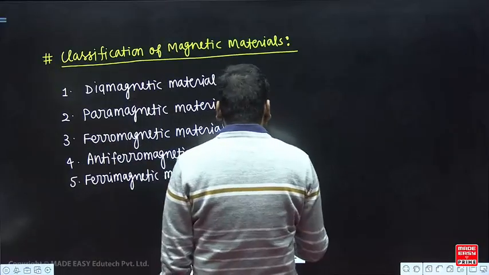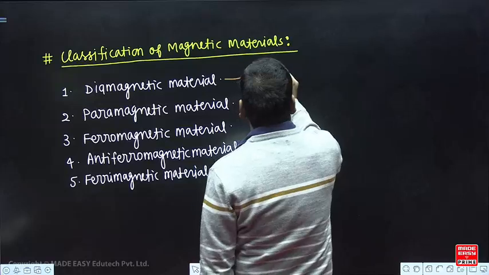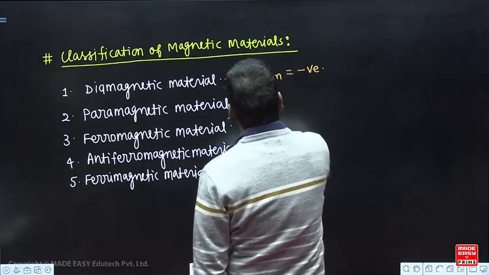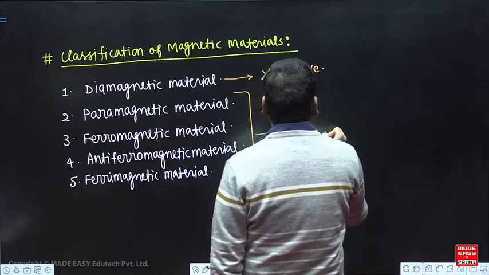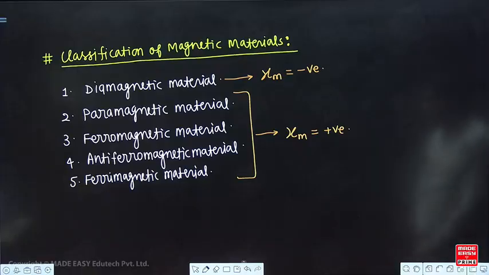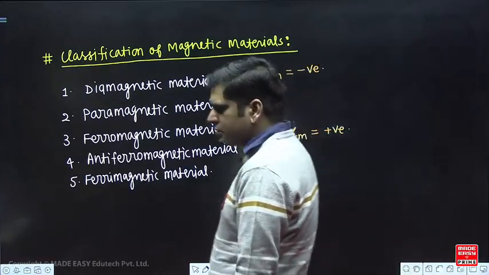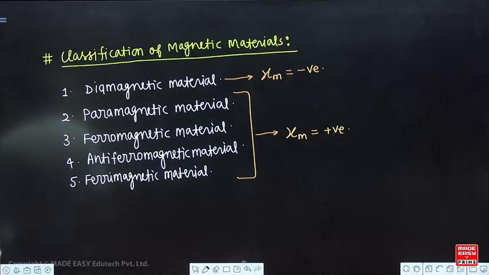Out of these, mu r for diamagnetic material is less than 1. So susceptibility is negative. For the remaining 4, susceptibility is positive because mu r is greater than 1. So let us try to discuss one by one all these materials. Please write the name of all these, then we would be discussing each one.